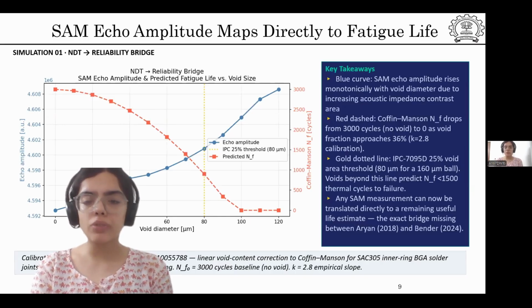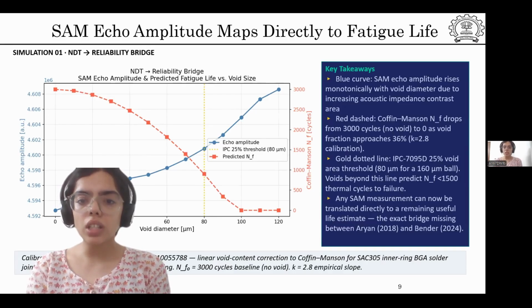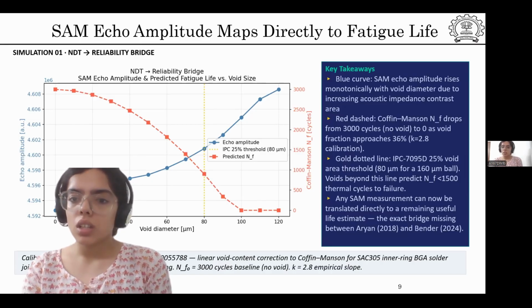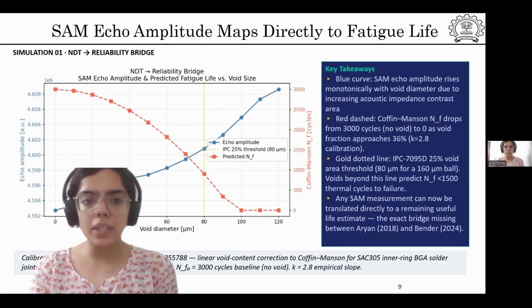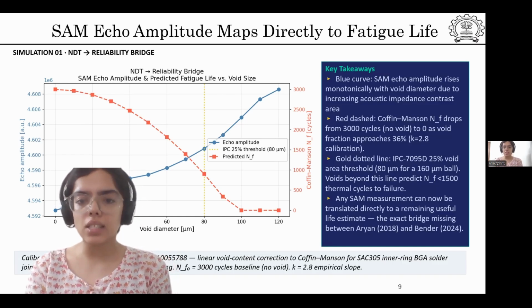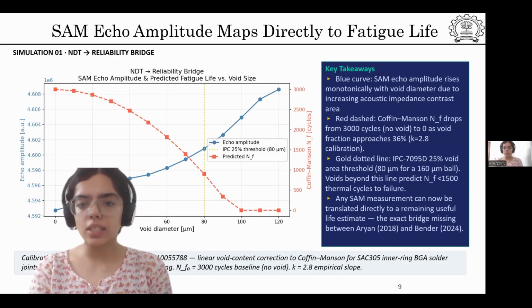This is the current output of simulation 1. The blue curve is SAM echo amplitude versus void diameter. It rises monotonically because a larger void creates a larger acoustic impedance mismatch area, scattering more energy back. The red dashed curve is the predicted Coffin-Manson fatigue life on the right axis. It falls linearly from 3000 cycles at 0 void down to 0 as the void fraction approaches 36%.